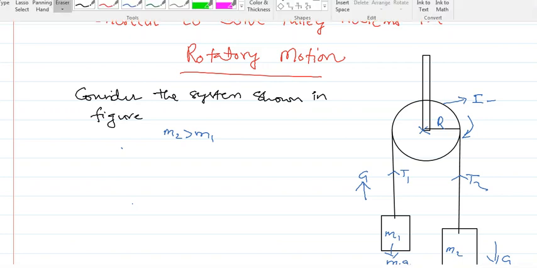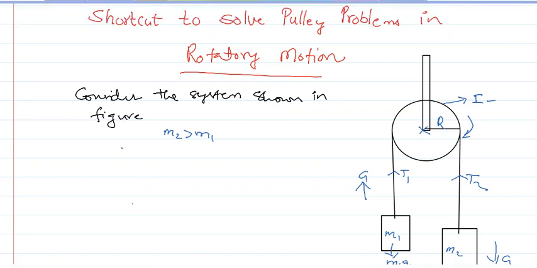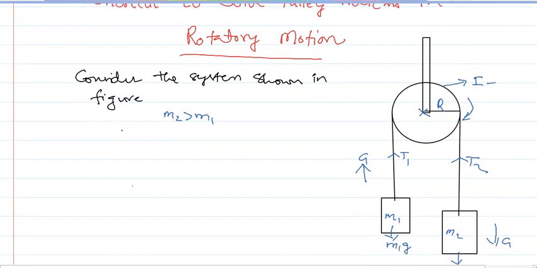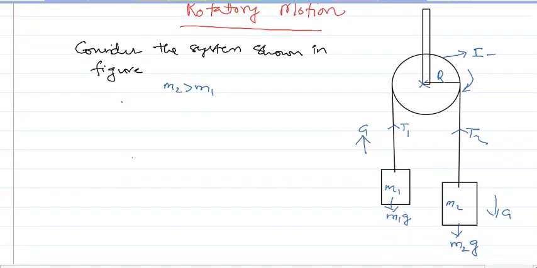Okay. So today I am going to explain to you the shortcuts to solve a pulley problem in rotatory motion. So you might have seen the Atwood machine in Newton's laws of motion, where we derived the acceleration formula of the system. Now here it is also the same, but what is the difference I am going to tell you.